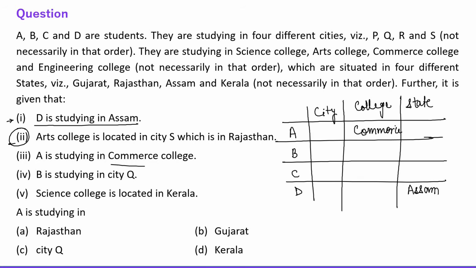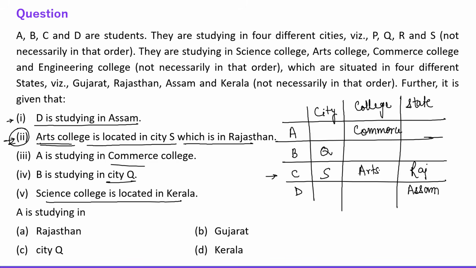Okay. Next is B is studying in city Q. Science College is located in Kerala. Okay. See everyone, second information we have left out. The information is Arts College is located in a city which is in Rajasthan. City, state and arts. Only C option is left where we can fill all the data. So city S, state Rajasthan and college is arts.